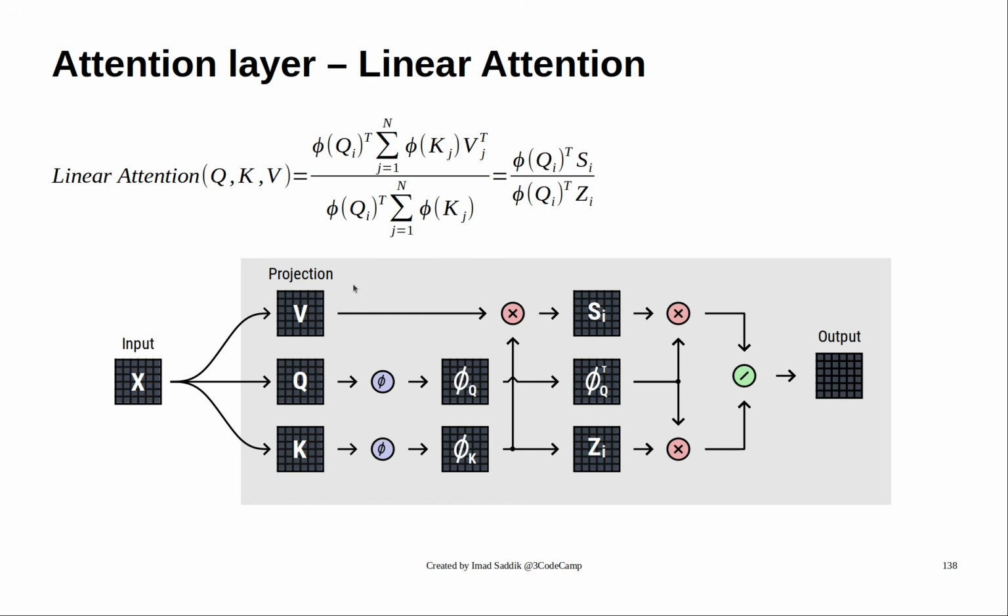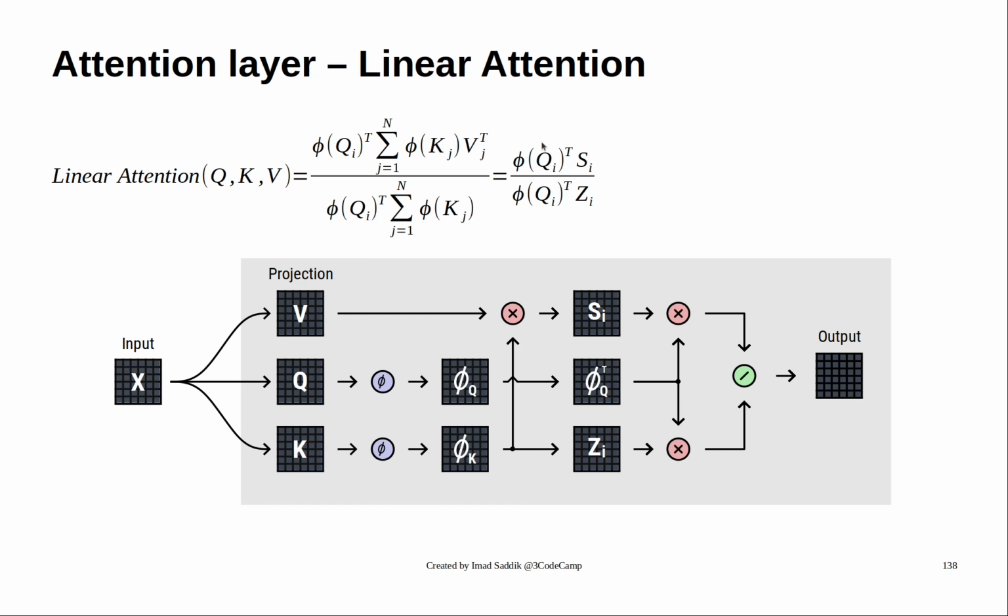Here I didn't show V transpose, but we should transpose it before multiplying it by phi k. This gives us Si. And Zi is basically phi k. Now we need to multiply Si with the transpose of phi q. Here it is: Si times phi q transpose. And here we need to multiply Zi with the transpose of phi q. Here it is: Zi multiplied by phi q transpose.